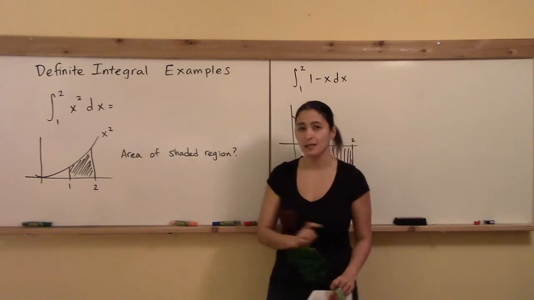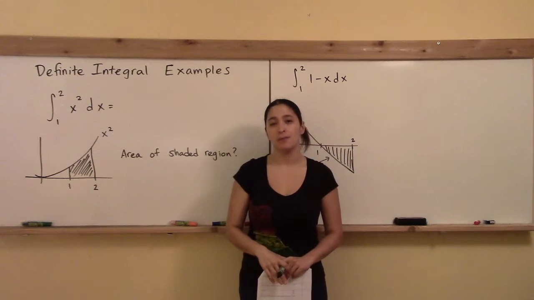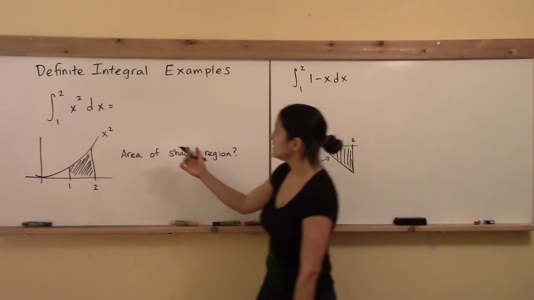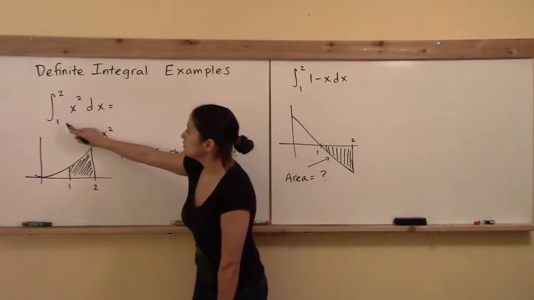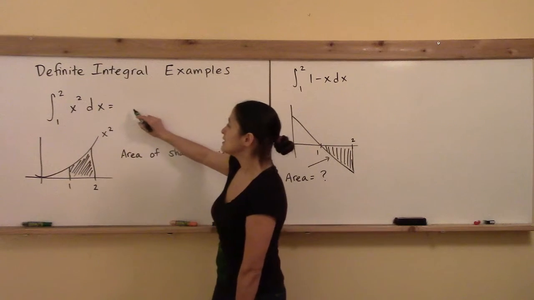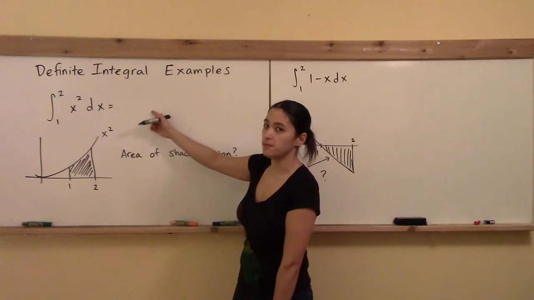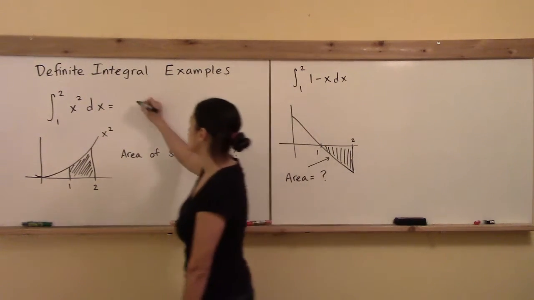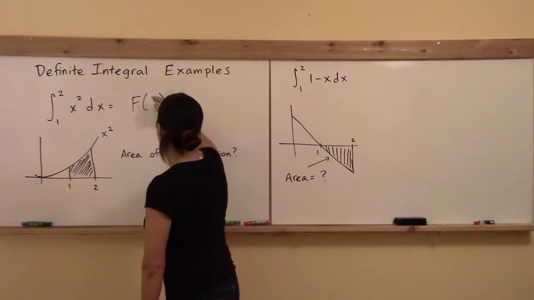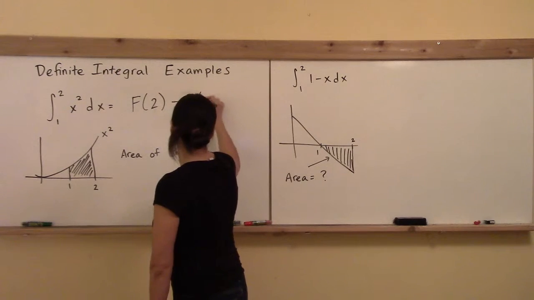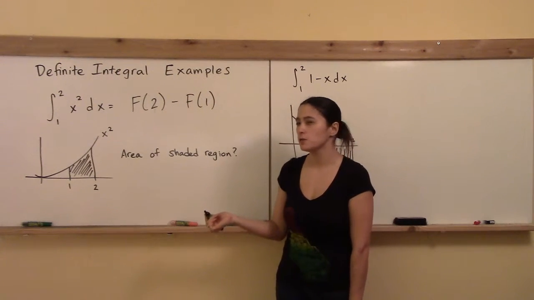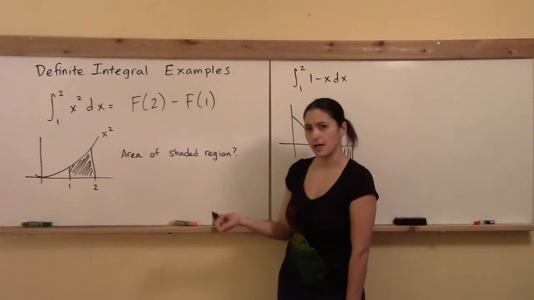I can find exactly what the area of that shape is by using the fundamental theorem of calculus. Remember that the FTC stated to us that the integral from a to b of little f dx is equal to capital F of b minus capital F of a. So this is going to be capital F of 2 minus capital F of 1, which I'd be able to get the answer for if only I knew what was capital F of x.